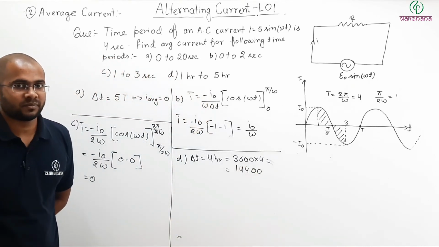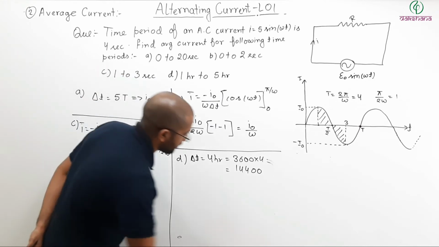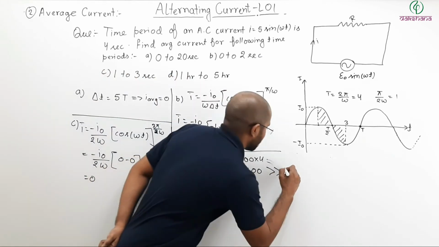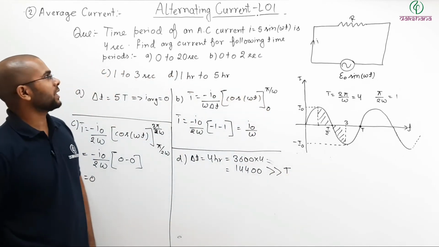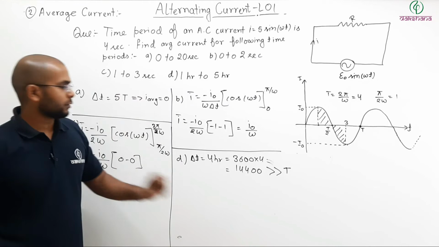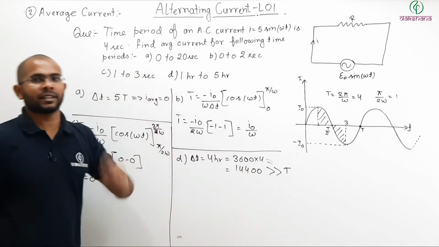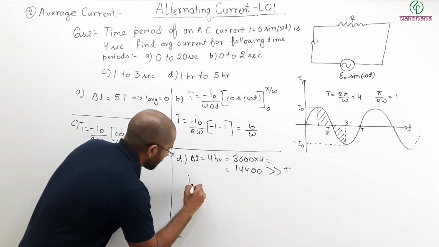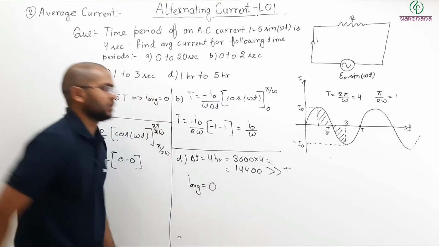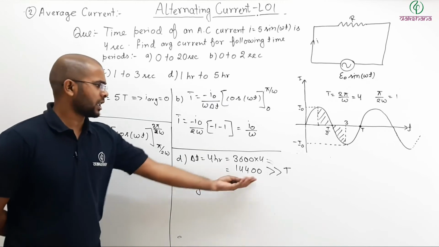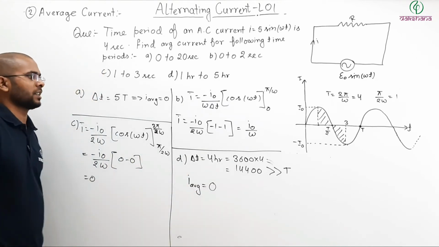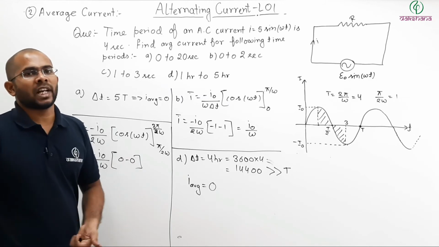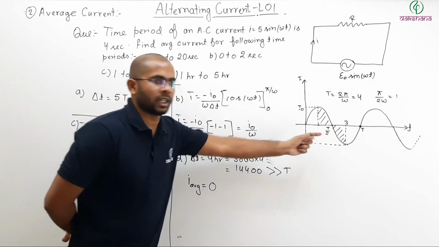That is 14400 seconds. Now 14400 seconds is obviously very much greater than your time period. And what is your time period? 4 seconds. So 14400 seconds is very much greater than the time period. So in this case, your I average can be taken to be 0. You need not calculate, because here it is very much greater than your time period. So that way you can find average current in case of sinusoidal AC.